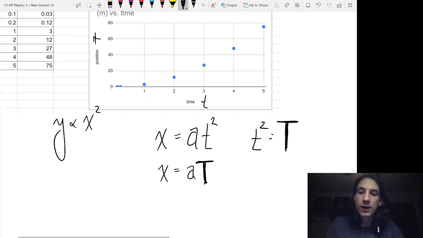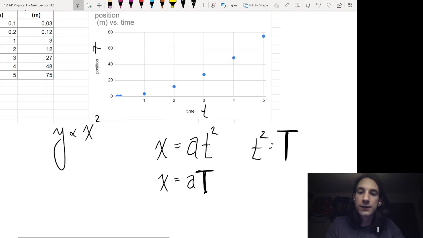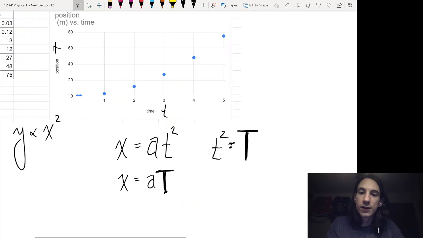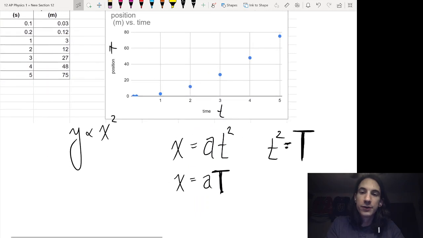So I can say, okay, well, x equals a times t squared. If we graph x equals a times T, we know that'll be linear. So let's make t squared equal to our capital T. So t squared is equal to our capital T. So time squared is our variable on our x-axis, on our horizontal axis.